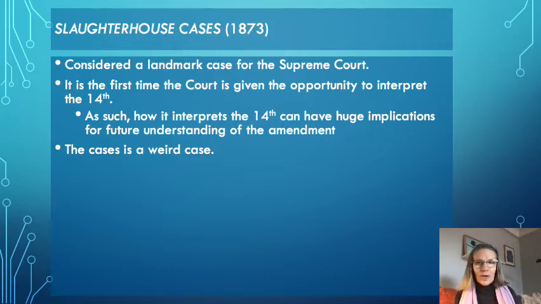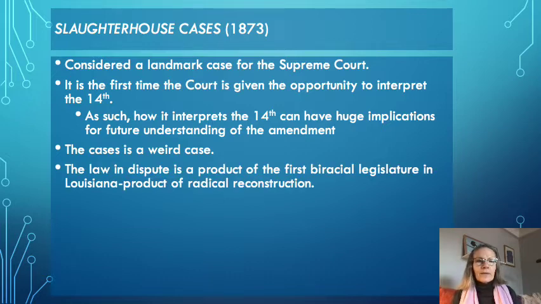This is also just a weird case. I mean, weird in a cool and good way, but it's weird because it's a product of a very specific time in American history. So for one, this case comes from the state of Louisiana, in particular, the Crescent City, New Orleans. Louisiana is an interesting state in regards to the United States because of its demographic makeup, right? It has these French and Spanish roots that are very different and unique from the other early states in the United States.